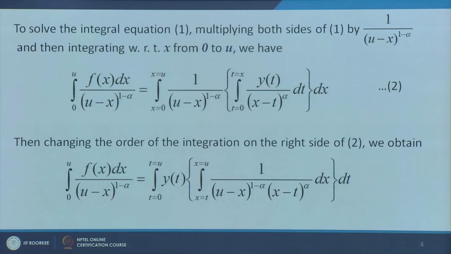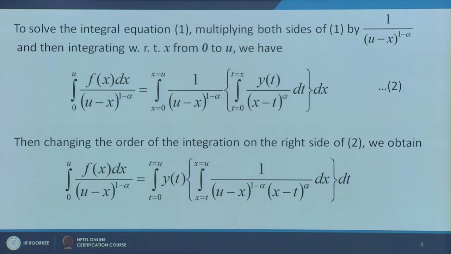Now, to solve this integral equation 1, what we do is we multiply both sides of this equation by 1 over (u minus x) to the power 1 minus alpha, and then integrate with respect to x from 0 to u. So, when you multiply both sides by 1 over (u minus x) to the power 1 minus alpha and integrate over the interval 0 to u, what you get is integral 0 to u f(x) dx over (u minus x) to the power 1 minus alpha equal to integral x equal to 0 to x equal to u of 1 over (u minus x) to the power 1 minus alpha, and t varies from 0 to x, φ(t) over (x minus t) raised to the power alpha dt dx.